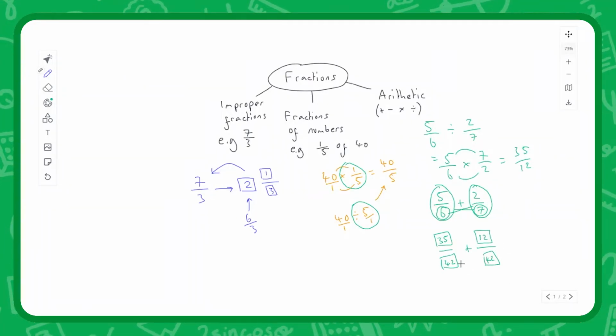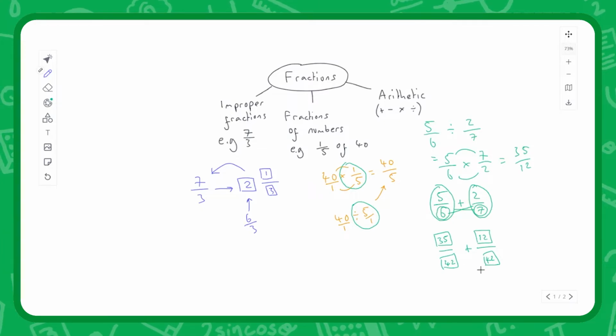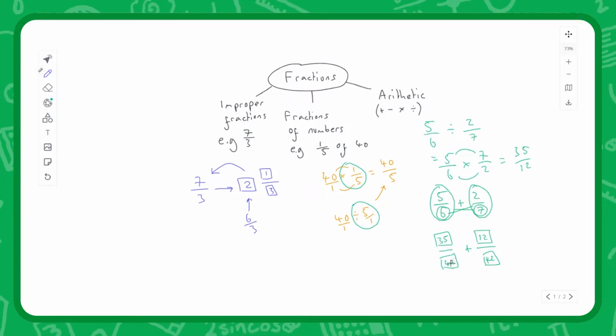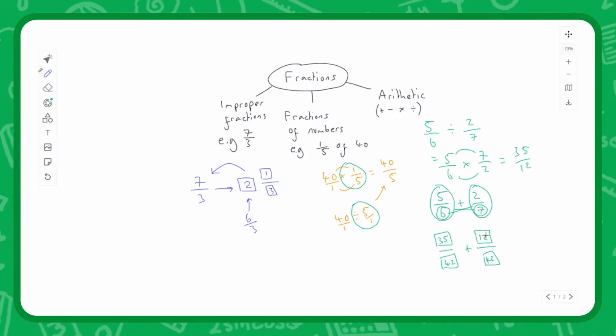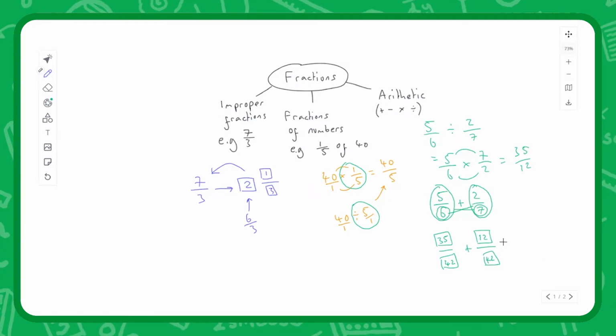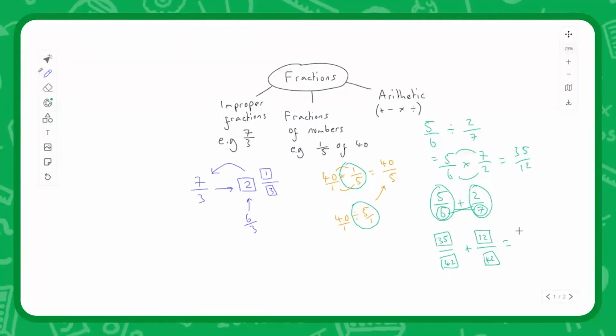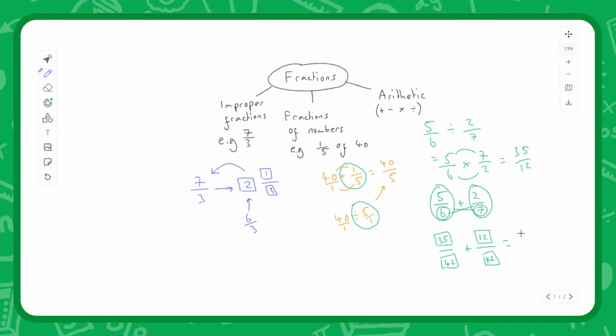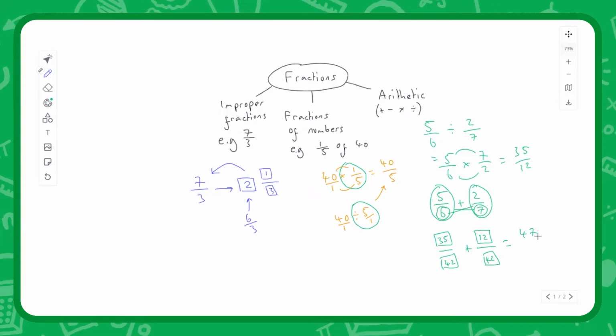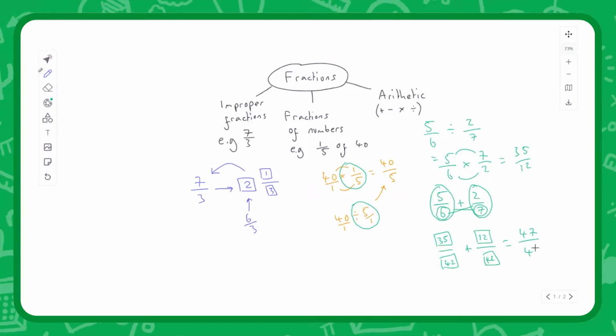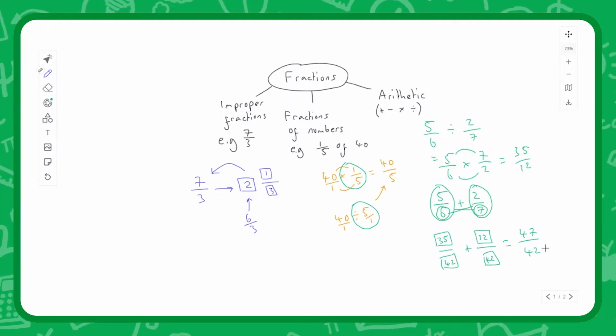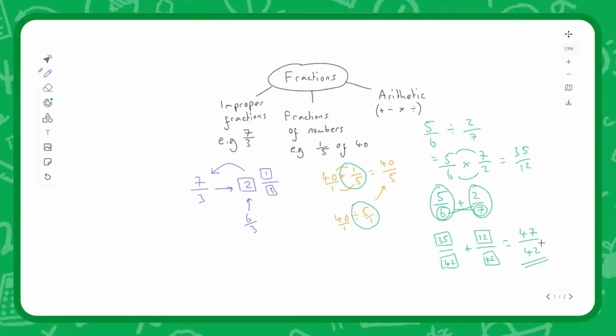And what we can see now is we've got the same number on the bottom. So now we're doing 35 42ths plus 12 42ths. I don't know if that's the correct way of saying it or not. We end up with 47 42ths, probably tooths. And that would be our final answer. So that's how we add.